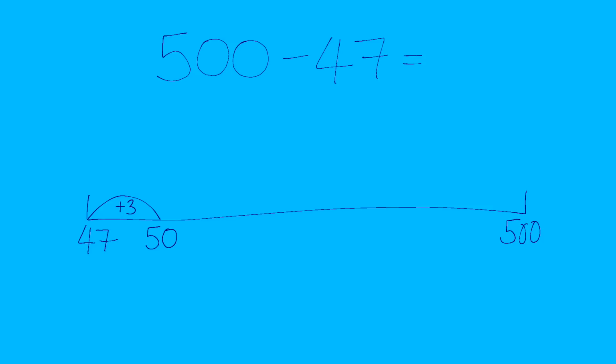Now from 50 we can go to, well, let's go to the next 100. So from 50 to 100, that's 50, and then from 100 we can go to 500, that's 400. So far we've made a jump of 400 and 50 and 3, and that gives us the answer 453. In this instance, it's much quicker and it's much easier than doing a column method. So it's really important in maths that you don't just follow one set procedure. Always think about which is the easiest way to solve something. Well done.